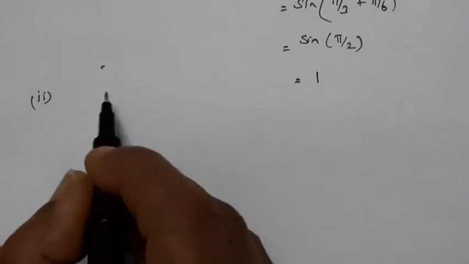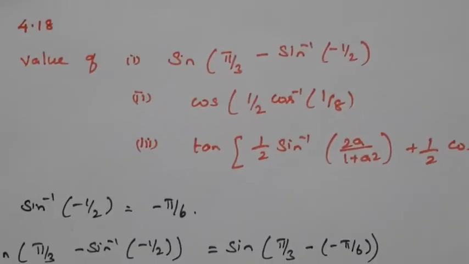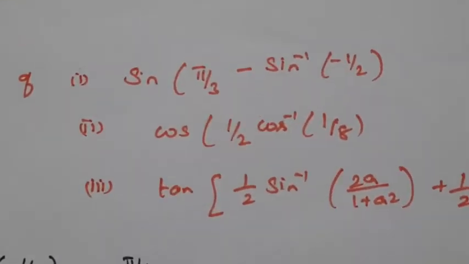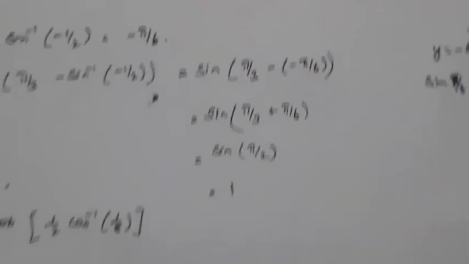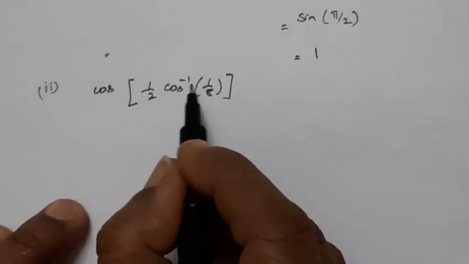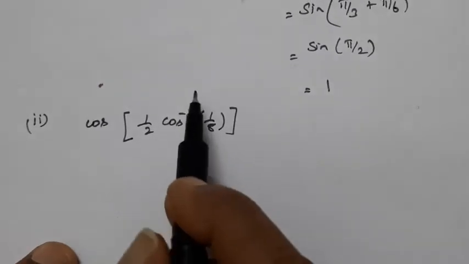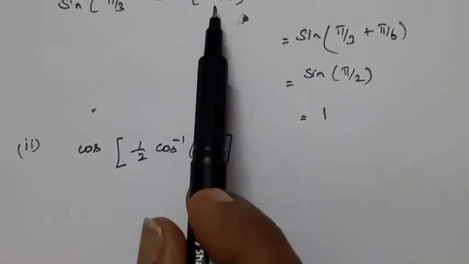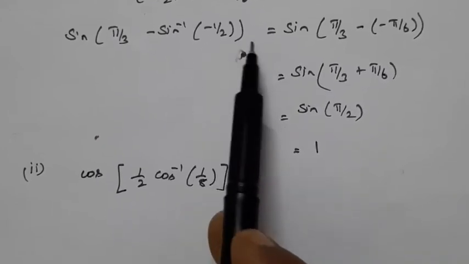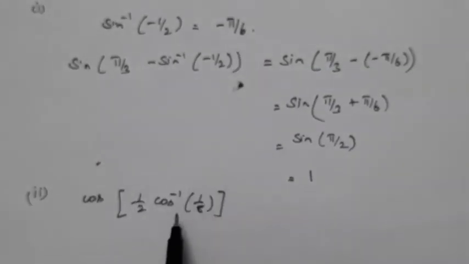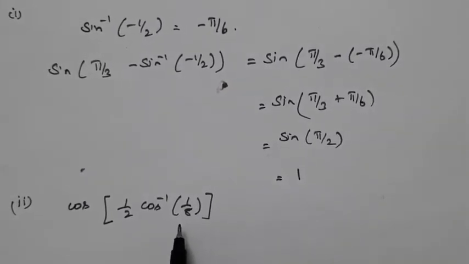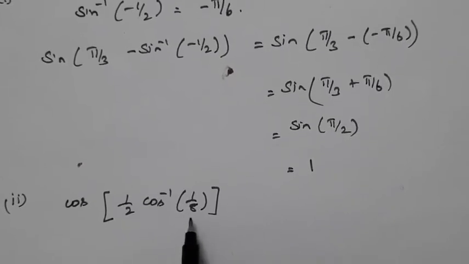Then the second one, what is the second problem? Cos of 1 by 2 into cos inverse of 1 by 8. Here you have to find the value. In the previous problem, we had sine inverse of 1 by 2, and 1 by 2 is the value for a specific angle, so we easily found the value as minus pi by 6. But here 1 by 8 is given, and 1 by 8 is not the cosine value of any specific angle.